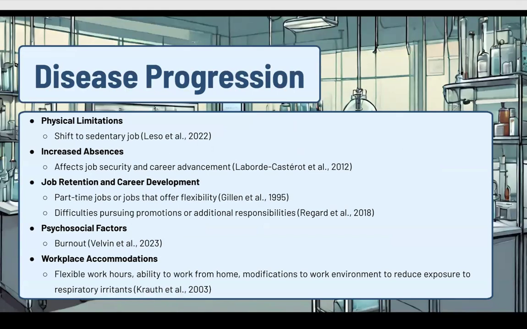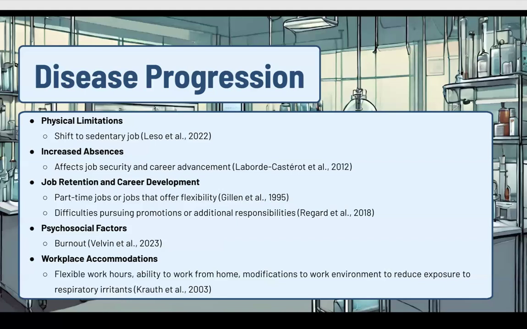The disease progression. As it goes on, he'll experience more physical limitations. As CF progresses, patients may experience worsening lung function, increased fatigue, and other physical symptoms such as persistent cough and respiratory infections. These symptoms can limit the type of jobs they can perform, which often necessitates a shift to less physically demanding roles. For instance, while individuals with CF may initially hold positions that require physical stamina, they won't be able to hold these jobs in the future. They may have to transition to some sedentary jobs, like an office job, to accommodate their declining health.